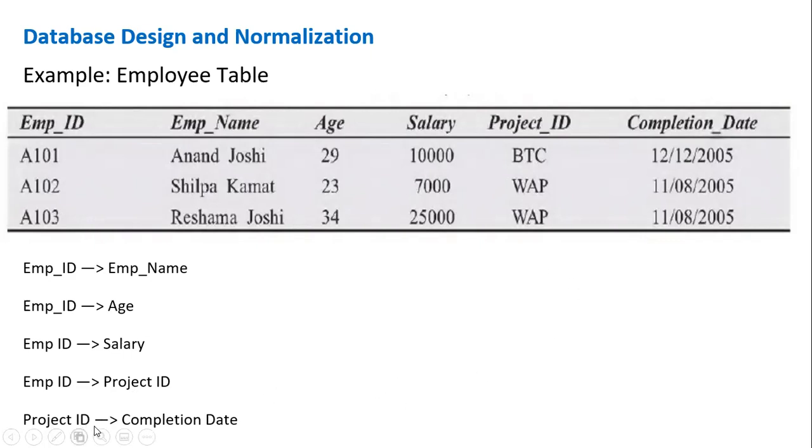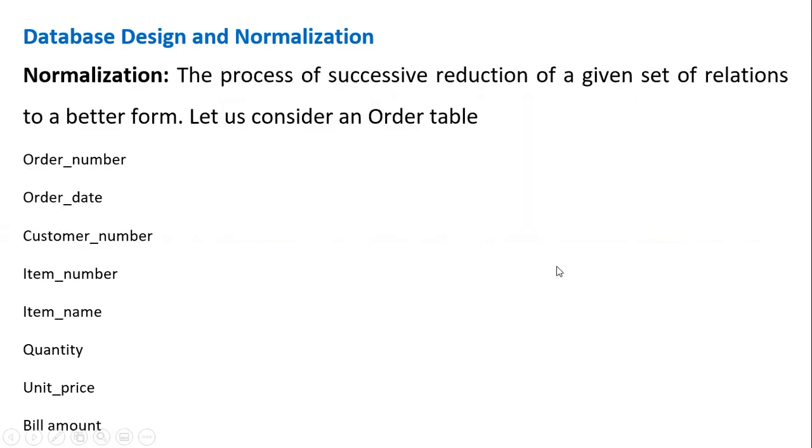When you look at the project ID, there's a functional dependency at some point, which is completion date. Look at the project ID WAP, it is going to be complete on this date. Whenever you see WAP, the completion date is that. There is that functional dependency. So normalization comes in now as a process of successive reduction of a given set of relations to a better form.